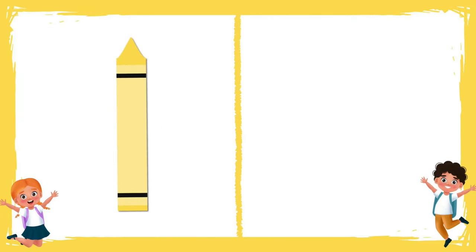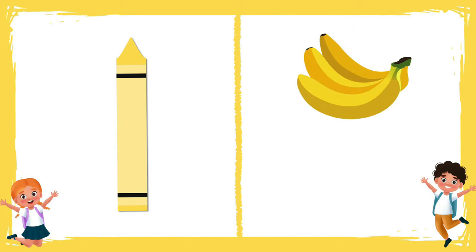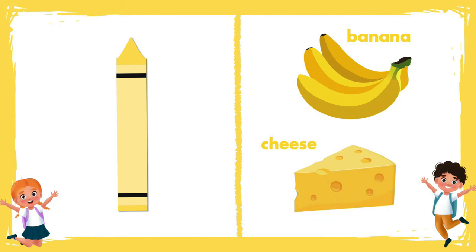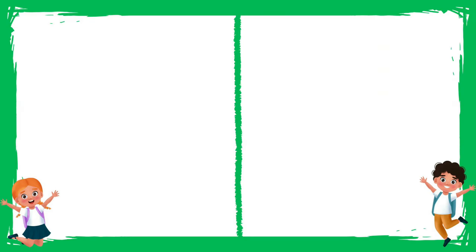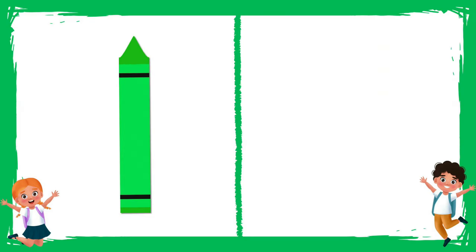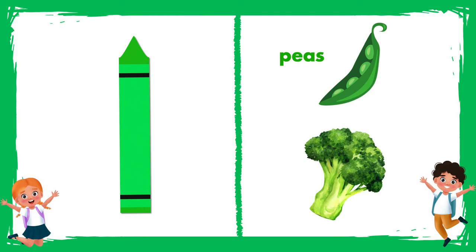This is color yellow. Banana. Yellow. Cheese. Green. Peas. Broccoli.